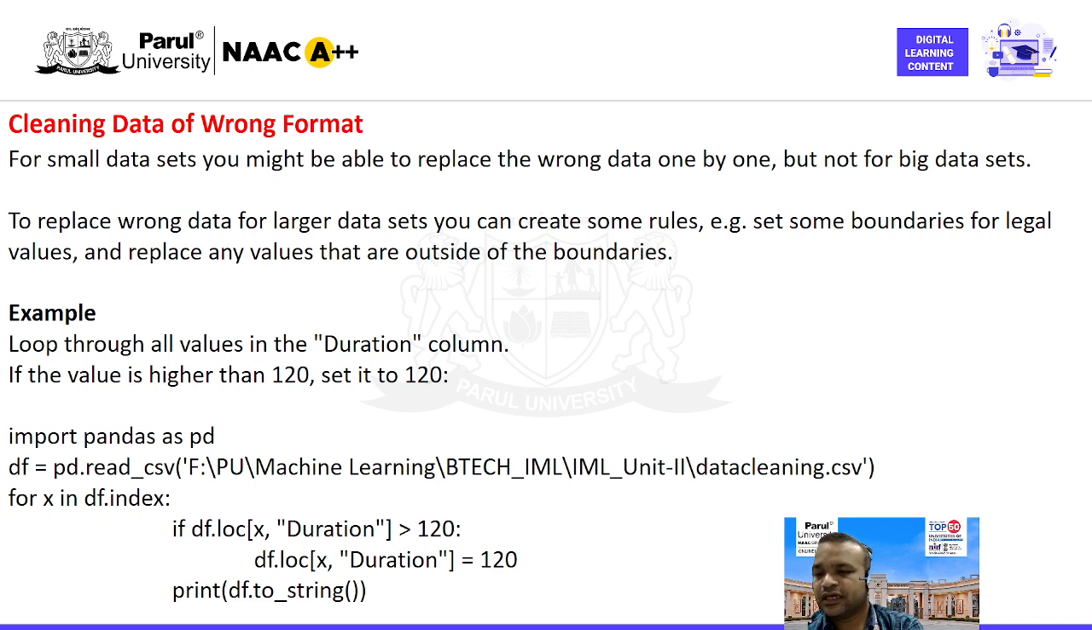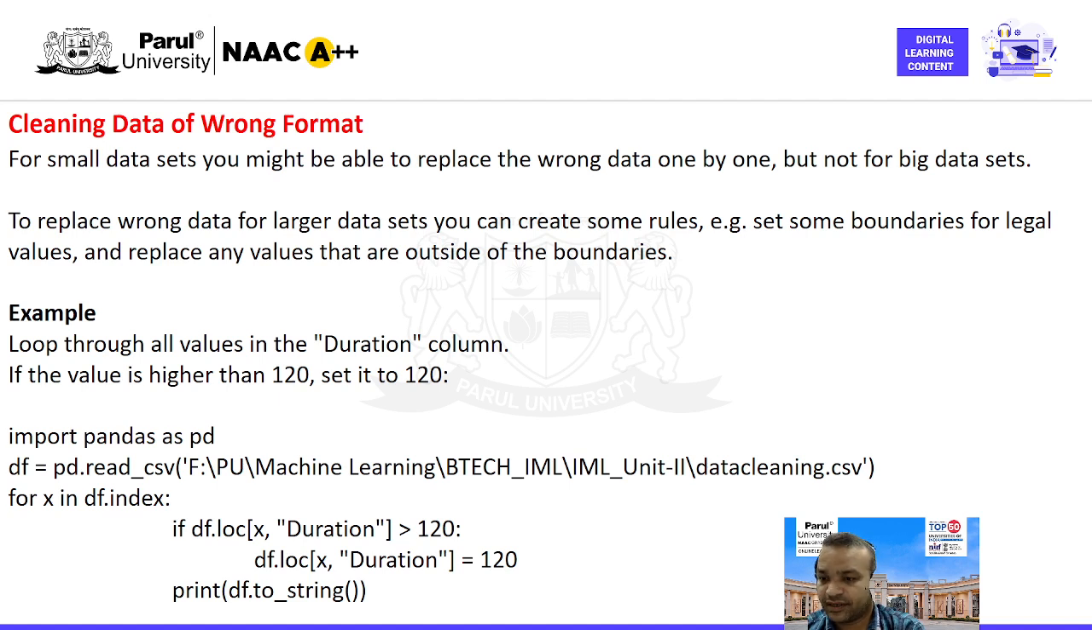You can say if the value is higher than 120 in the column of duration, that will be automatically set to 120. For example, if you enter 240, we have the higher value, which is already fixed by the function to 120. So if you enter 240, 340, 440, it will be automatically considered as 120. Okay, how can we do it?